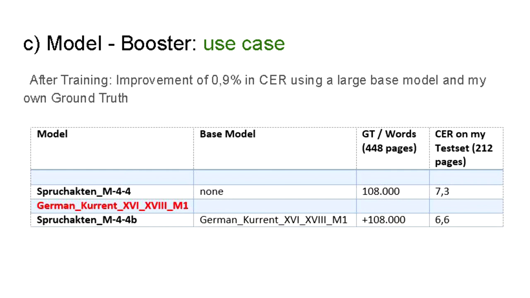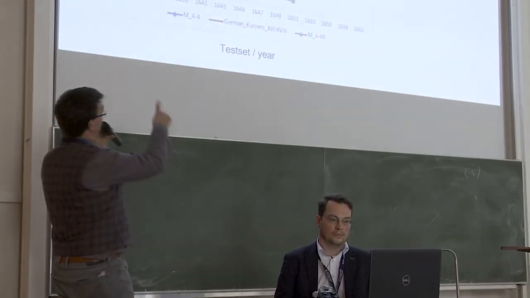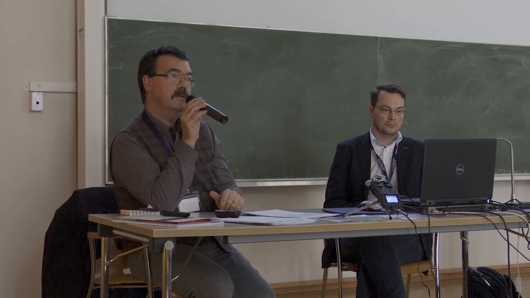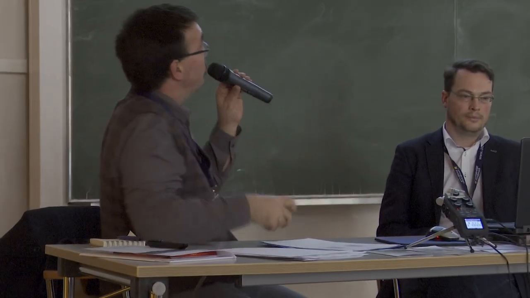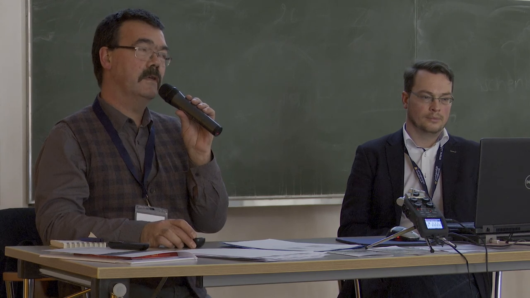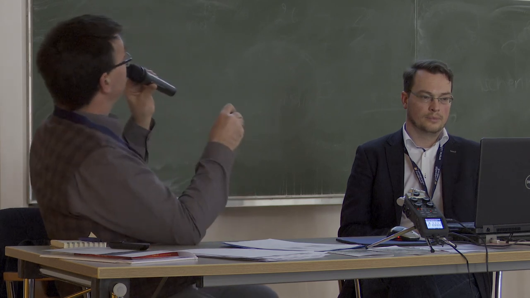Then I retrained my ground truth on the base model, German Kurrent, and reached a CER of 6.6%. So this is nearly 1% better without adding any new ground truth. And if you follow the line for the single years, which are covered by the model, you will see that this is not a statistical anomaly. In all the years, the resulting model was better than the base model and better than my own model without doing anything. This is what base model training, model booster means. Try to do it if you have a strong model of your own and a strong base model, and if they fit, try to get more out.